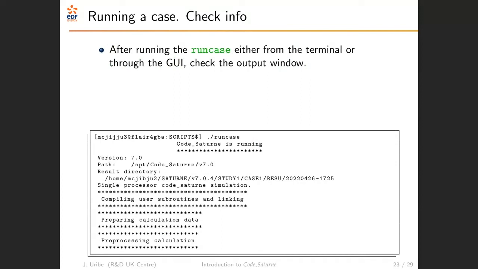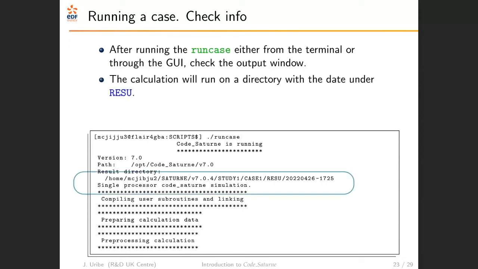Once you run the simulation, you will see this on the screen, which is the same thing that you will have on the new window that appears when you use the graphical interface. And in both cases, you'll see that it tells you where the results are going to be. So by default, Saturn writes a folder with the date of the run inside the results directory. Every time that you run something, it creates a new folder and it saves all the files there. So you never overwrite a previous simulation.